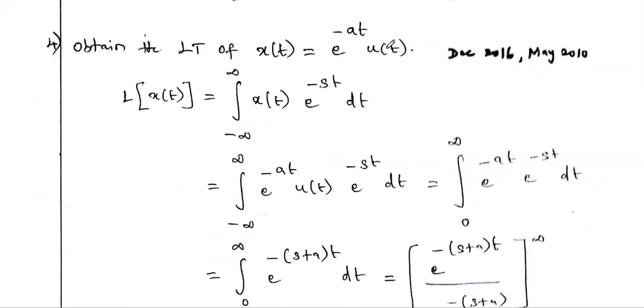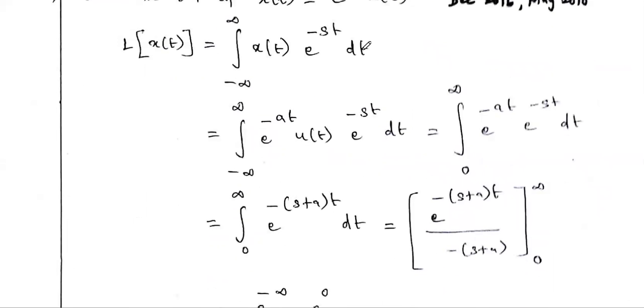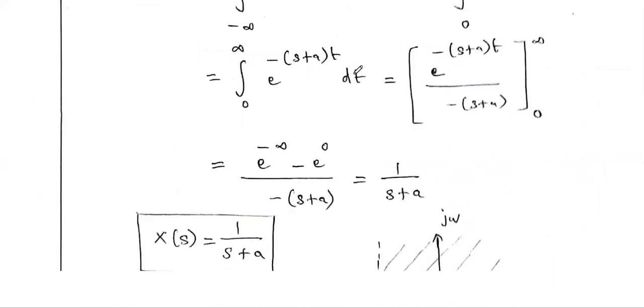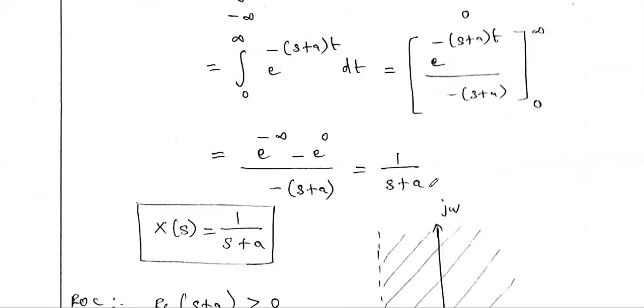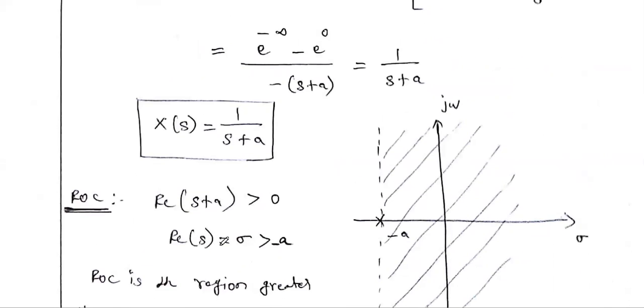Similarly, the e power minus at u of t problem. Just now we saw the e power minus at u of t problem. The answer is 1 by s plus a. And what is the ROC? The real part of s, that is sigma, should be greater than minus a. So the portion above the pole at minus a is called the ROC.